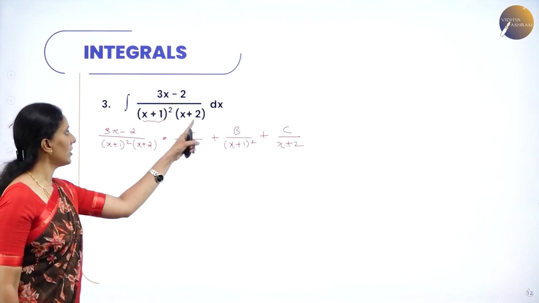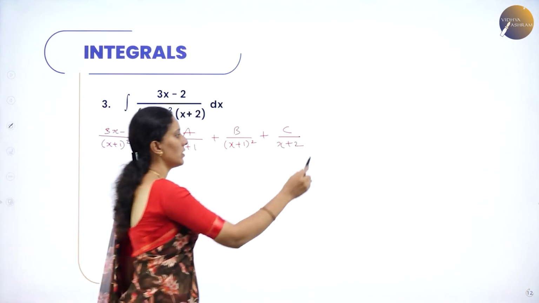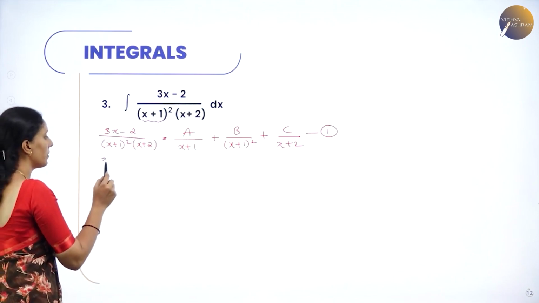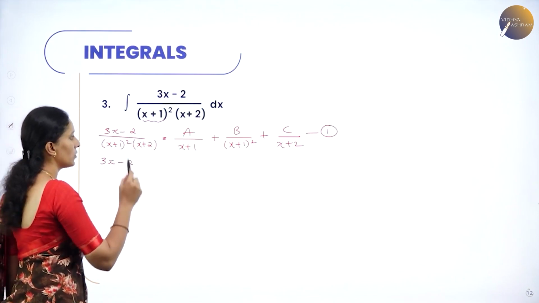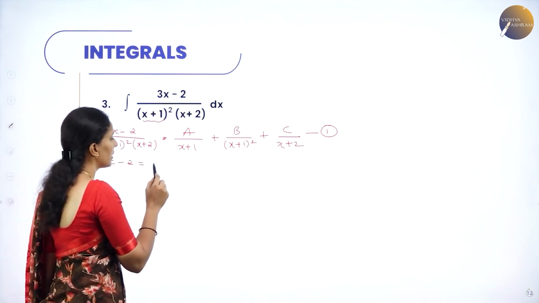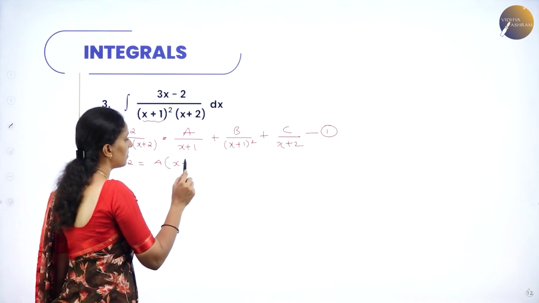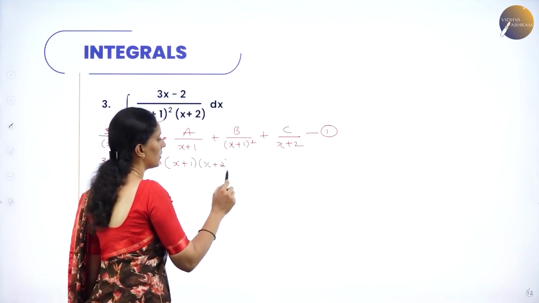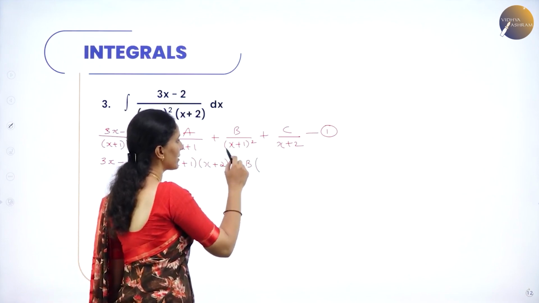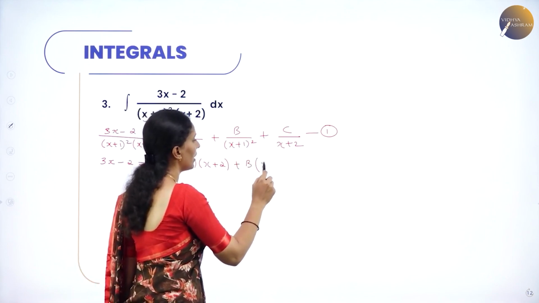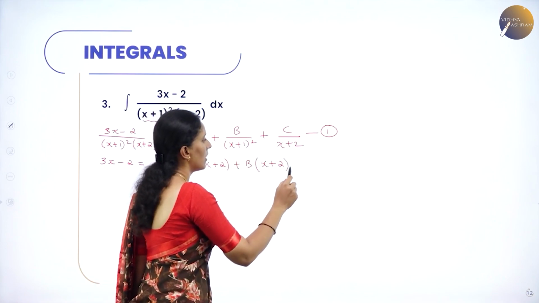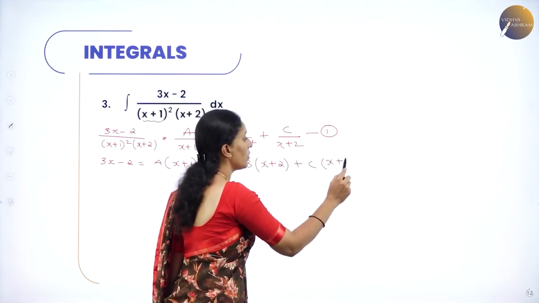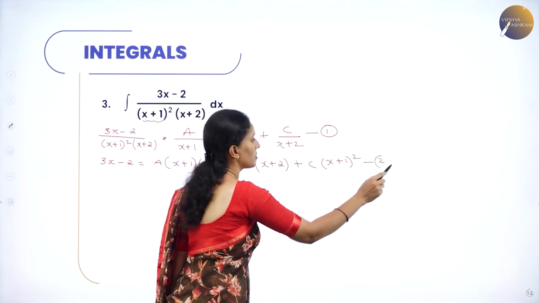Now multiply the denominator throughout the equation. So let me take this as equation 1. Then the equation becomes 3x minus 2 is equal to a into (x plus 1)(x plus 2) plus b into (x plus 2), because the (x plus 1) whole square gets cancelled, so we are left with only (x plus 2), plus c into (x plus 1) whole square, where (x plus 2) cancels and we are left with only (x plus 1) whole square. So this is equation 2 now.